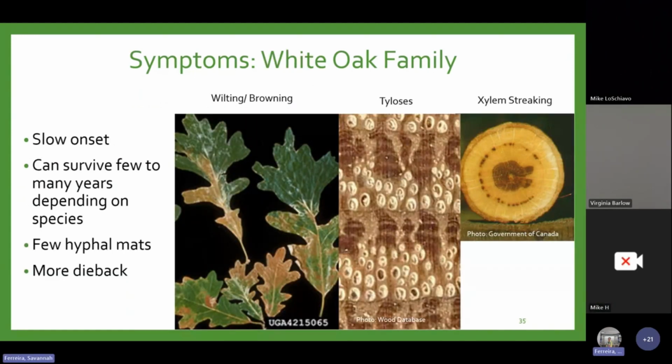In our white oak family members, this pathogen has a much slower onset and symptom progression. Similar to red oaks, they do share the early detection, indicating that the margins of the leaves are wilted and discolored. You'll get that early leaf drop and this fall-like appearance in the summer. But again, what makes white oak family members unique is the utilization of tyloses and compartmentalization.